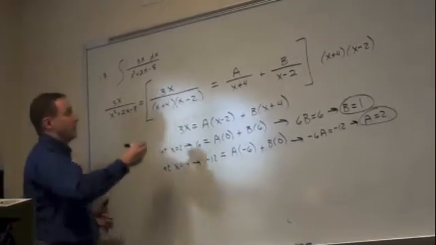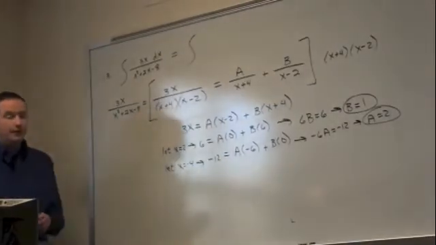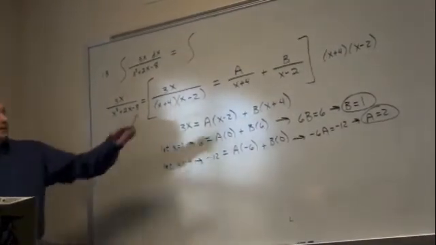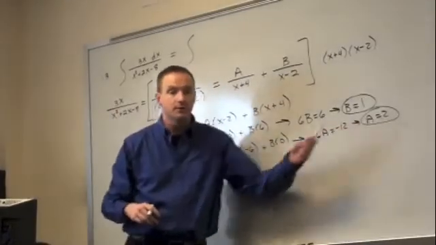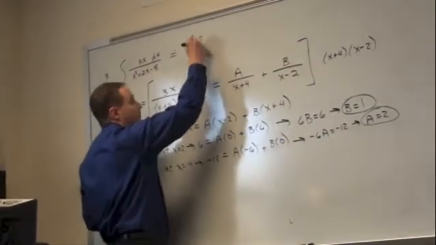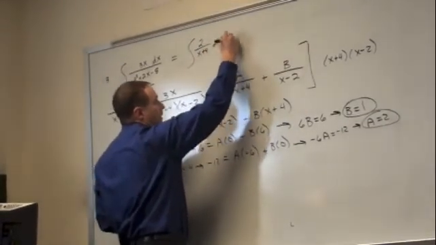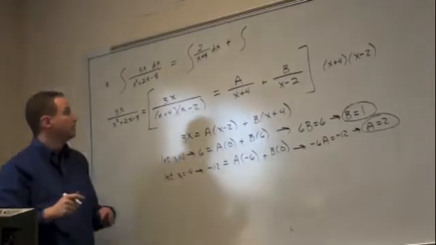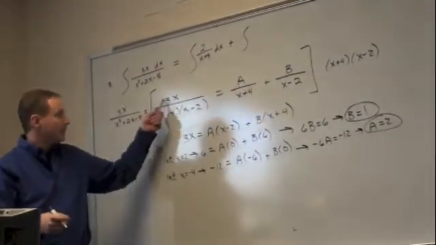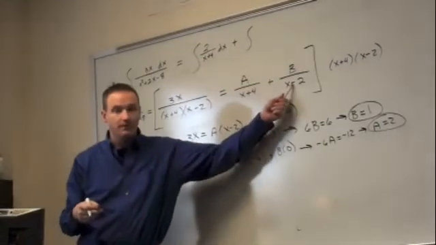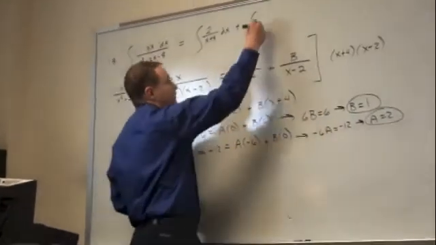This integration problem, I'll go up here to the very beginning and say all of this integration problem is simply equal to the integral of a over x plus 4, where a is 2. So I'll say 2 over x plus 4 with respect to x plus the integral b. So I'm using this partial fraction to represent this function as two separate functions. So plus b, 1 over x minus 2.